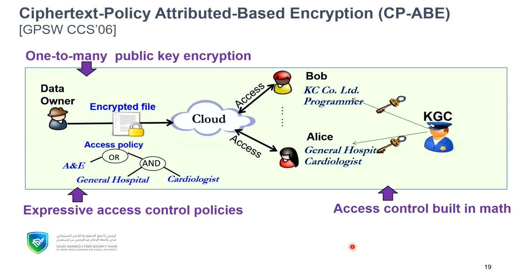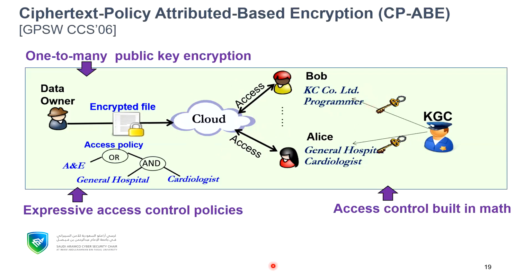The third advantage is that access control or decryption is built in mathematics. So it does not depend on the security of the cloud. It does not depend on the security of the service provider. Right? Even if the service provider is compromised, if you do not have the cryptographic key, you do not have the right attributes, you cannot access the document.